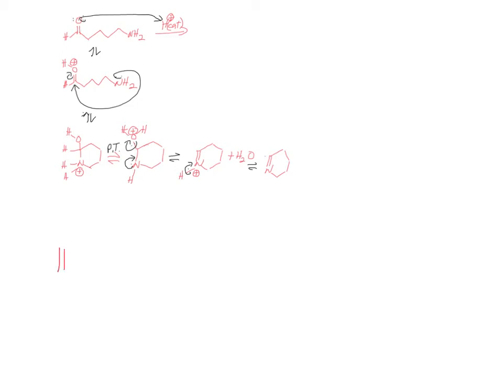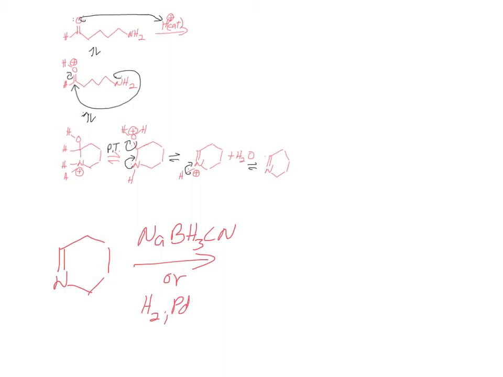Let's take that same imine, and now they're saying treat it with this NaBH3CN or H2 palladium and see what happens. So NaBH3CN is just a fancy sodium borohydride reagent. It's still an H minus and it's still BH, right? So what do you think is going to happen?